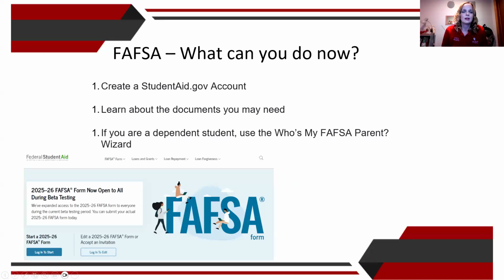From what we understand, the 2025-2026 FAFSA has just opened for beta testing, so don't be discouraged if you go onto studentaid.gov and you're unable to begin your application yet. Official word from the Department of Education is that the form will open December 1st. Another step students can take now is to apprise themselves of important deadlines, and those can vary from institution to institution. Next slide.